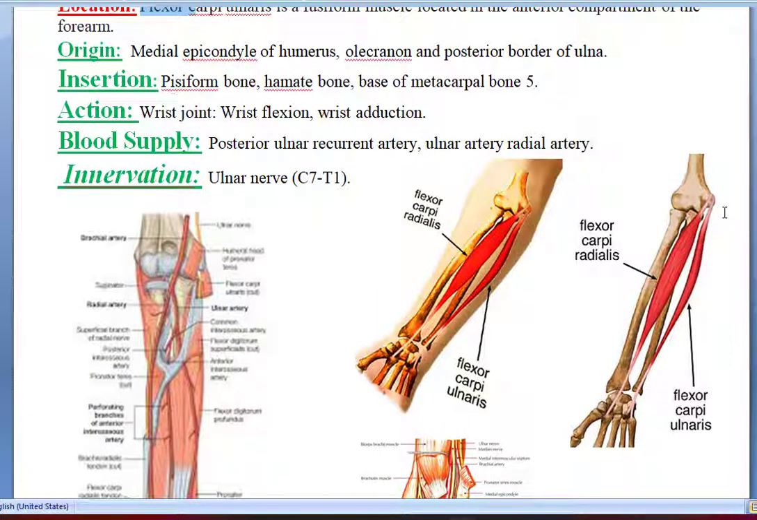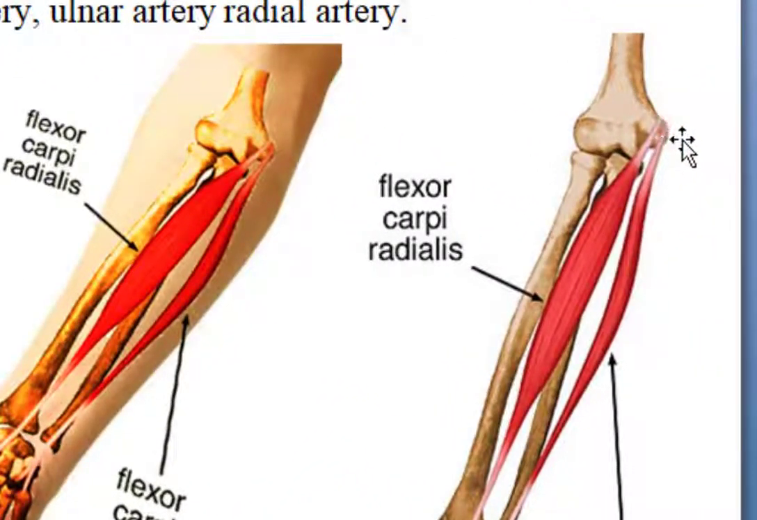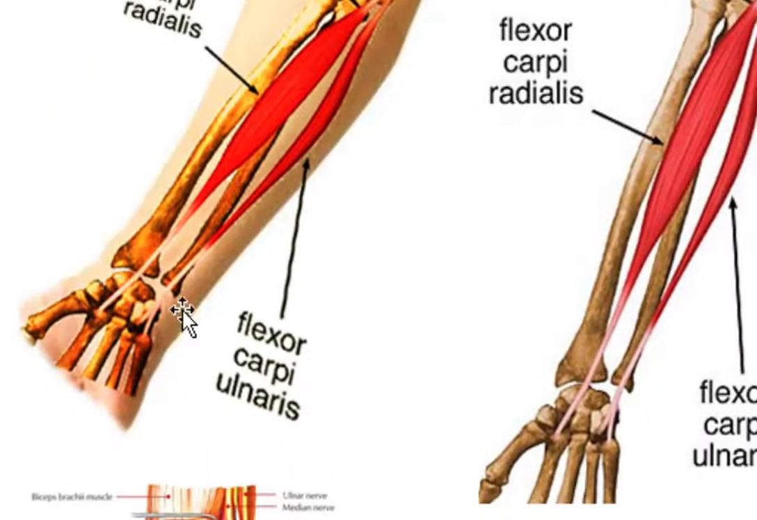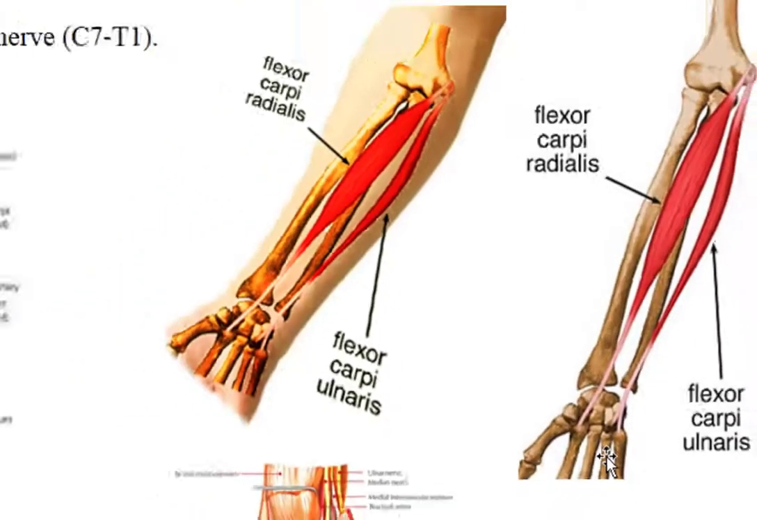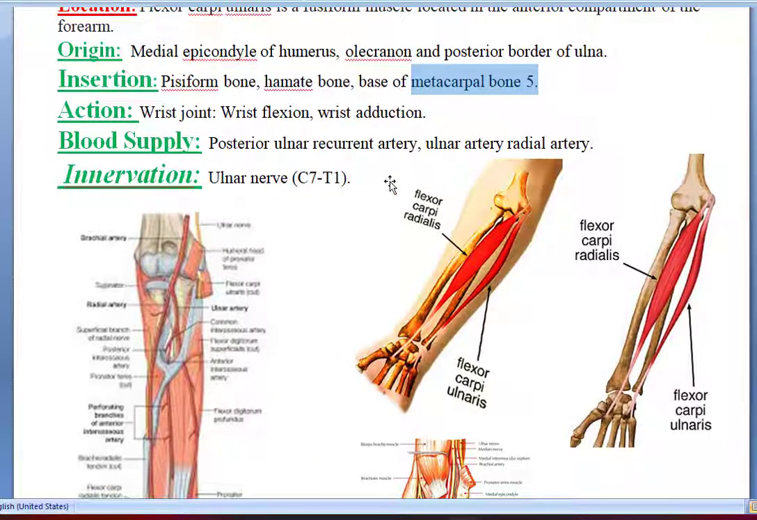What is its origin? It arises from the medial epicondyle of the humerus. Here you can see it, and also here. And its insertion: it inserts into the pisiform bone, the hamate bone and the base of the fifth metacarpal. What are its actions? At the wrist joint, it causes flexion and adduction of the wrist.